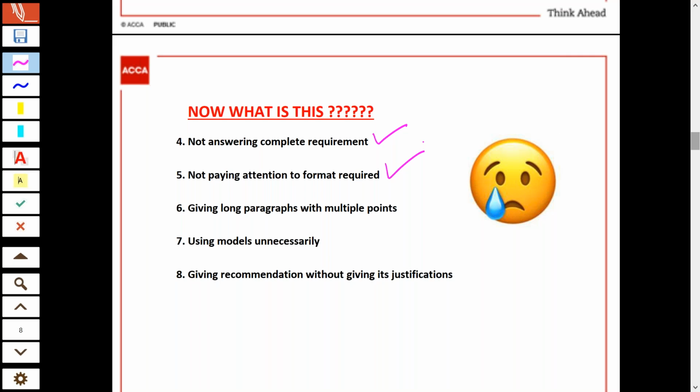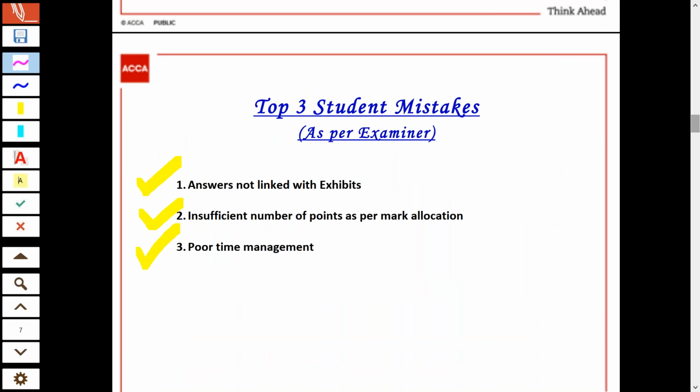not answering complete requirements, not paying attention to format, giving long paragraphs with multiple points squeezed into that paragraph, using models unnecessarily. This is the exact wording from the examiner. And then giving recommendations without giving its justifications. So please be mindful of these stupid errors. I will work really hard with you guys so that these 3 things are addressed.